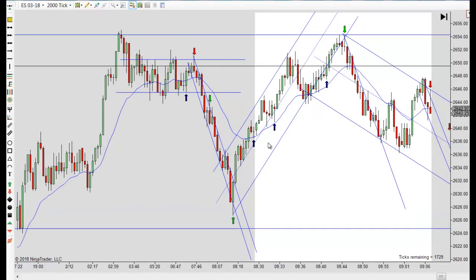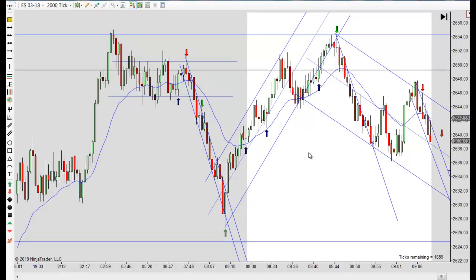And actually, I wasn't sure if this was a two-tiered channel. I believe this is a spiking channel. I drew the other line off the low just to see what would happen. And it did crawl up it, but we got a close outside to move to a new high. So either way, you get your close outside basically in the same spot and a move to a new high. So it didn't matter how you looked at it.